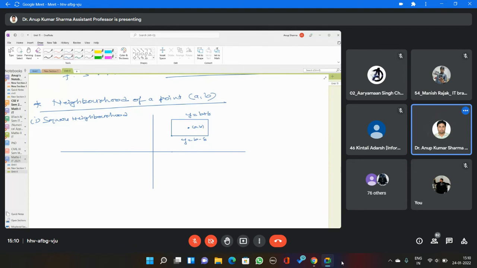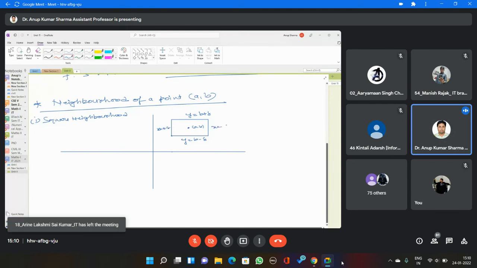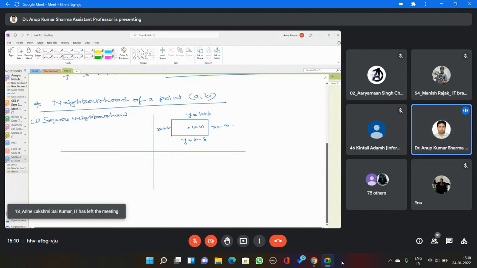Okay, come to this point. So this is x equal to a minus delta, and this is x equal to a plus delta. So it represents the equations of lines. Okay, so this makes the square neighborhood.